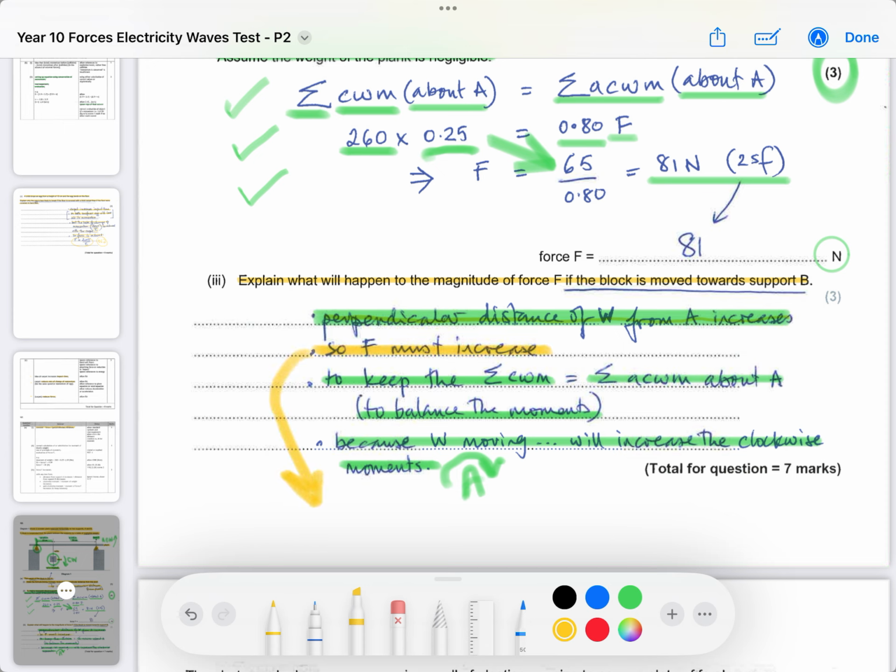So I could put that last, really. Maybe I wrote it in the wrong way. Because you're increasing the distance of W from A, the clockwise moments increase. I should maybe have done that first, then second, mentioning that the clockwise moments increase, and then third, to keep the balance. That's what causes F to increase. So I kind of got 4 marks for these 3 marks, so I would definitely get the full marks by doing that.